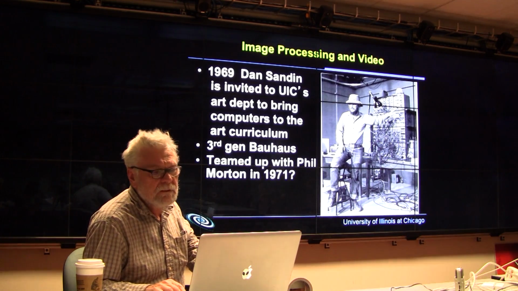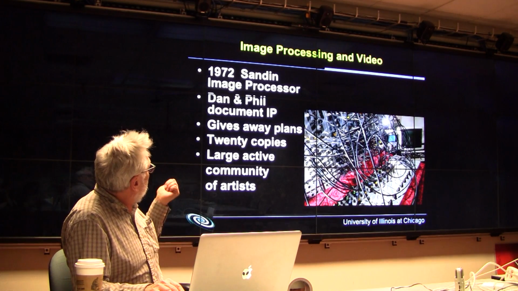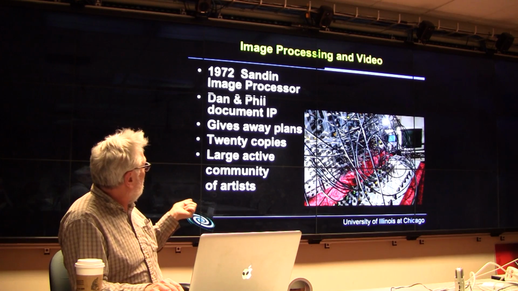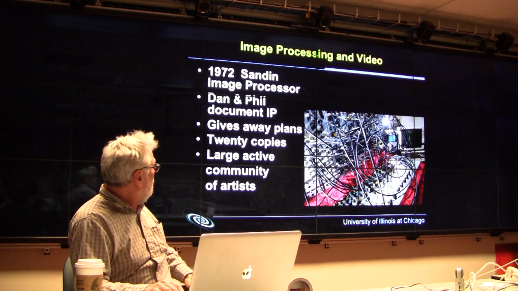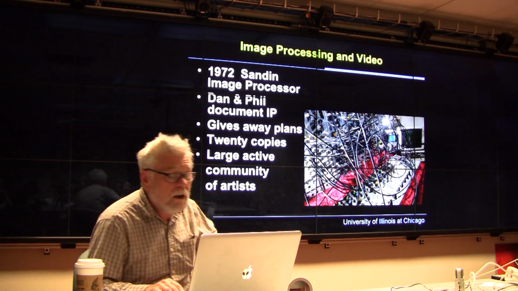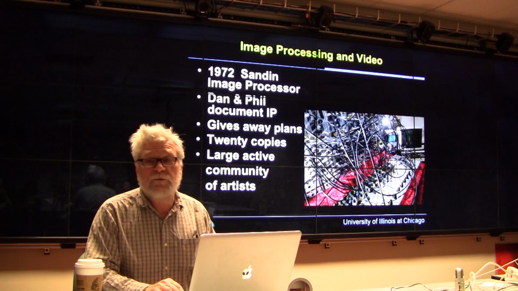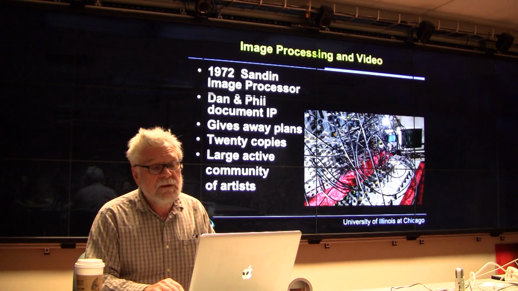Okay. So there's another picture of the IP. In '72, I did the image processor. Dan and Phil documented it, gave away plans. About 20 copies of the IP have been generated and were in use, and it was a large, active community of people doing this. It was kind of like an open source hardware distribution idea that was quite effective.